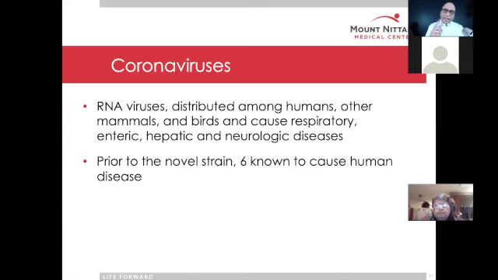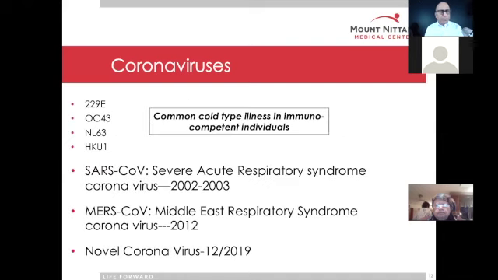Very interestingly, and this we will come back to again, prior to the novel strain, the one that I was just talking about, there were 6 known coronaviruses that were known to cause human disease, and here they are. You don't have to remember the names of the first 4. Suffice it to say that the first 4 listed here cause a common cold-like illness in immunocompetent individuals, meaning normal people like you and I, with no underlying heart disease, lung disease, and so on and so forth. These things easily get better on their own. There is really nothing to worry about. It's just like another virus. It's like a common cold.